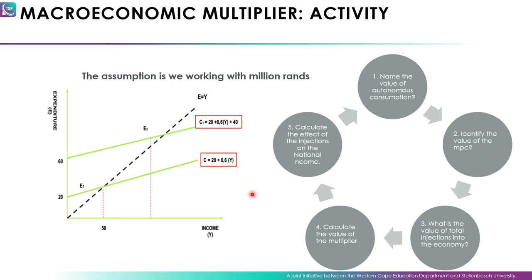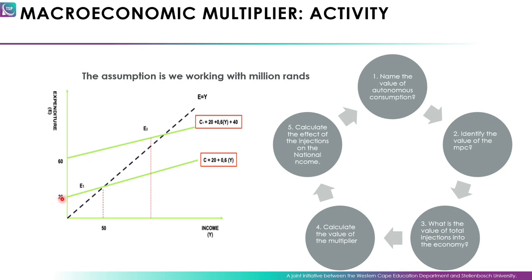Okay, I hope that we've managed to answer all of them, or if not, don't worry, we'll go through it together. As the first question was saying, you need to name the value of the autonomous expenditure. You need to look at your graph for this particular one. So there is your value of your autonomous consumption. So number 1 is equal to 20 what? 20 million, because we said that the assumption is we are working with millions.